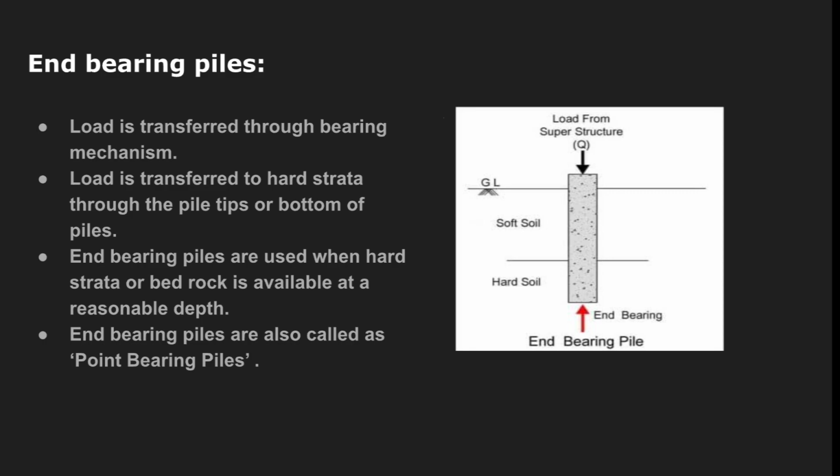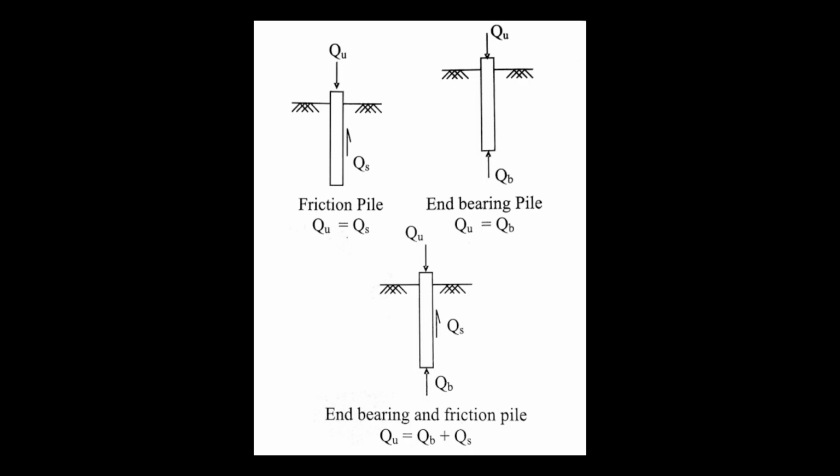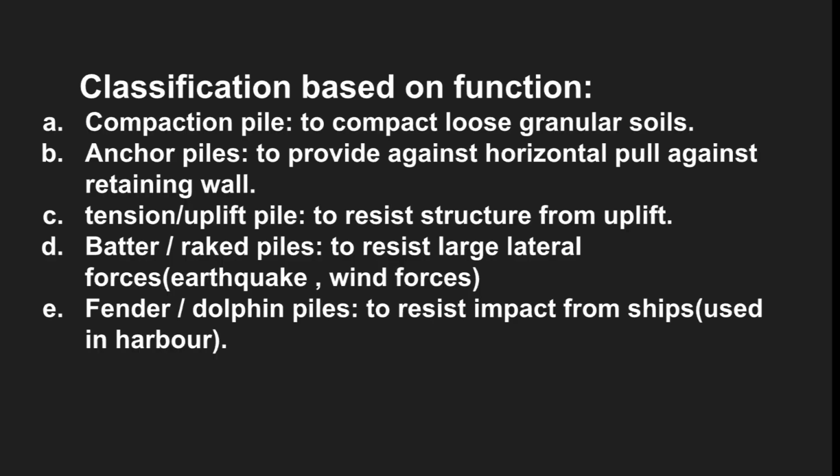If both soft soil and bedrock are available at a reasonable depth, then combined end bearing and friction piles are used. In combined end bearing and friction piles, the load is transferred by a combination of end bearing at the bottom and friction along the surface of the pile. In this, the ultimate load carrying capacity is calculated from both bearing and skin friction. With the addition of both, we will get the ultimate load carrying capacity of the pile.